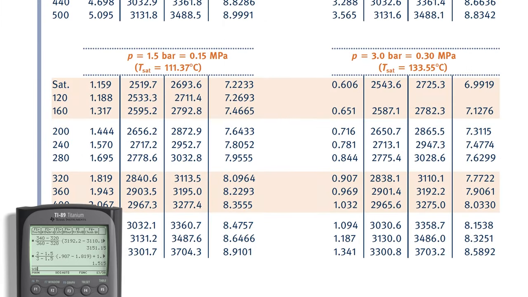So I'm going to take 2 minus 1.5 divided by 3 minus 1.5 and multiply by the value at 3, which is 3110.1, minus the value at 1.5, which is 3113.5. Pay no attention to the fact that that's going to produce a negative result, because when we add it to 3113.5, it will just produce something that's lower than that, which is what we want.